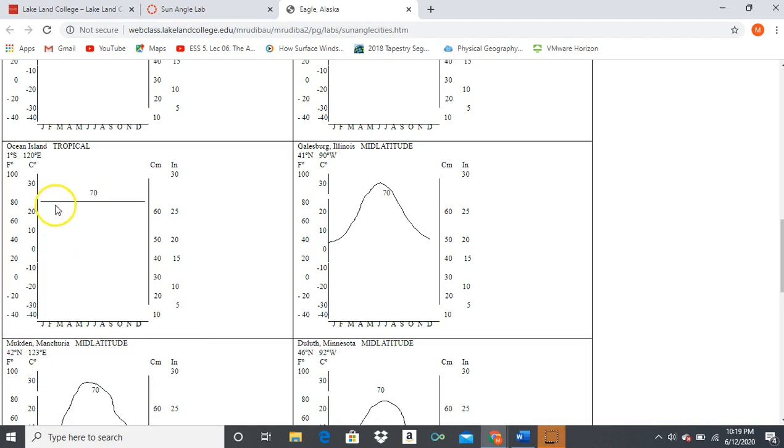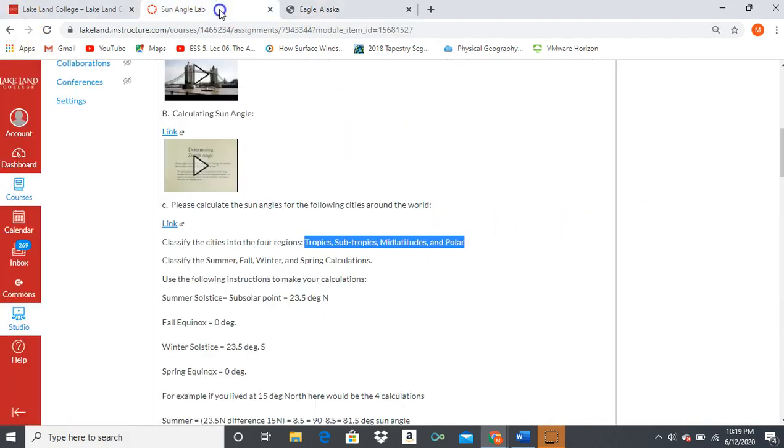And that'll be the key for us to understand: why are some cities like Ocean Island almost not changing at all, whereas some cities like Galesburg, Illinois have very dramatic changes from January through the summer months and back down through the winter months in December over a 12-month year.